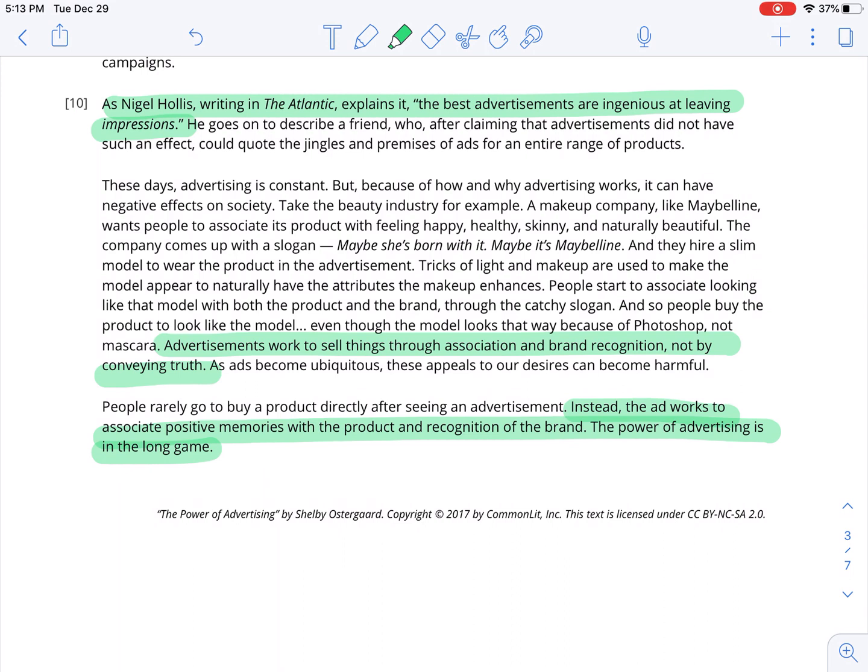Okay, so there's a lot going on here, all building to this idea that advertising manipulates us, right? Tricks of light and makeup and associations, and they're appealing to our emotions, which, my goodness, okay, what a manipulation to go after emotion. And so we're in the business, as close readers, of how did the author get there, from the beginning all the way to the end.